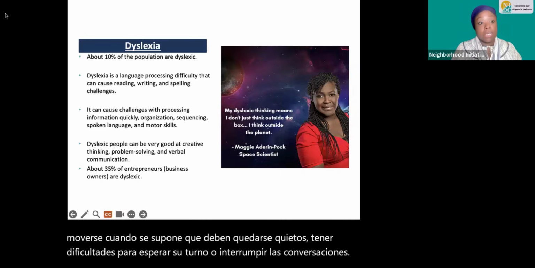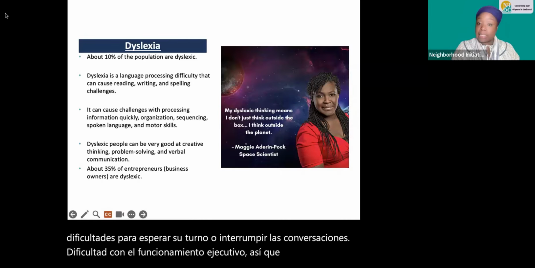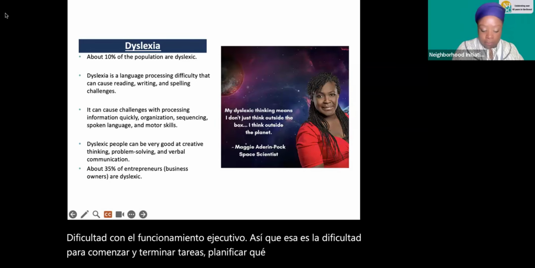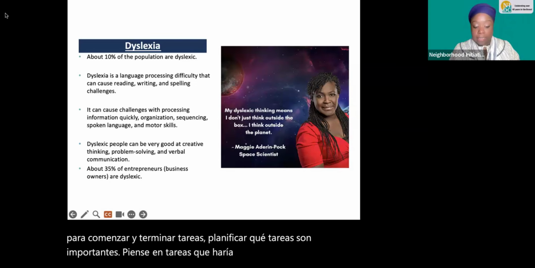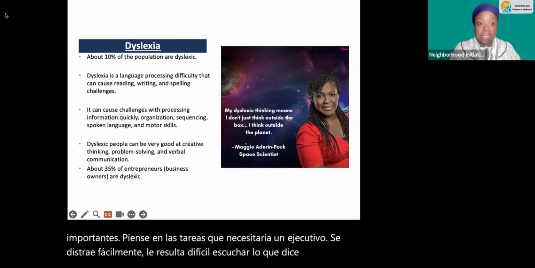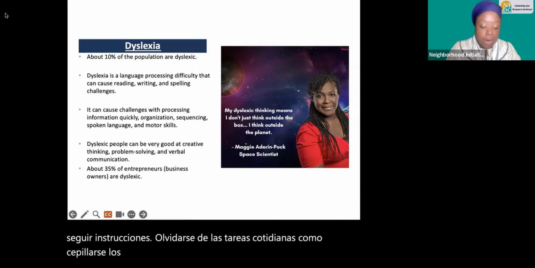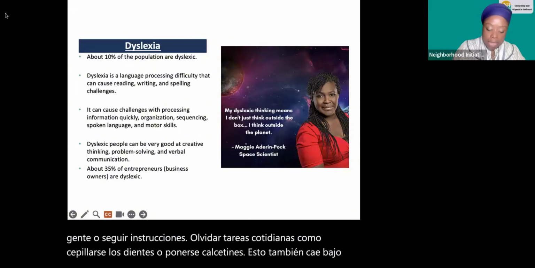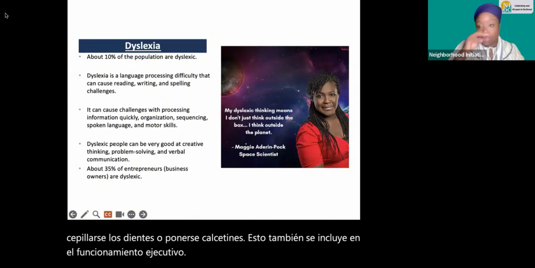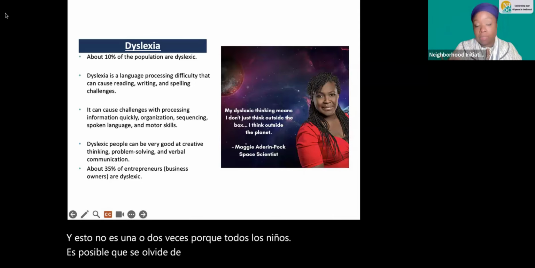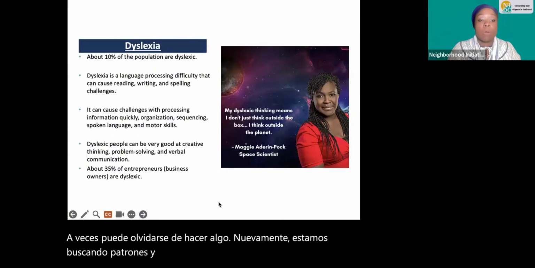Difficulty with executive functioning, so that's difficulty starting and ending tasks and planning what tasks are important. Think of tasks that an executive would need. Being easily distracted, finding it hard to listen to what people are saying or follow instructions, forgetting everyday tasks like brushing their teeth or putting on socks. This also falls under executive functioning. And this is not once or twice, because every child may forget to do something sometimes. Again, we're looking for patterns, and this is why evaluation is so important. This is Sophia. Excellent answer.